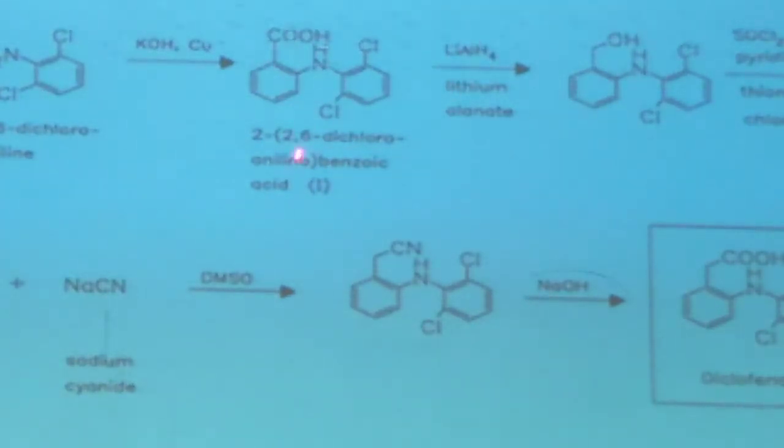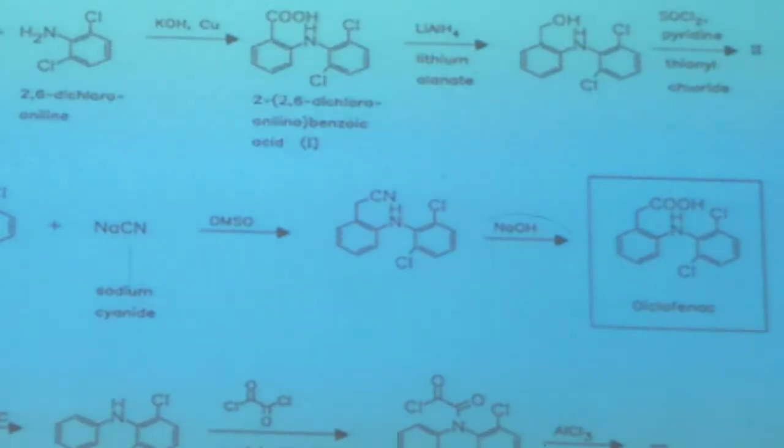When you react that compound with strong reducing agents such as lithium aluminum hydride, that carbonyl group will get reduced into a CH2 methylene group. That carbonyl group will get reduced to a methylene group.